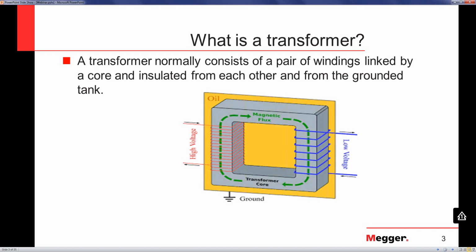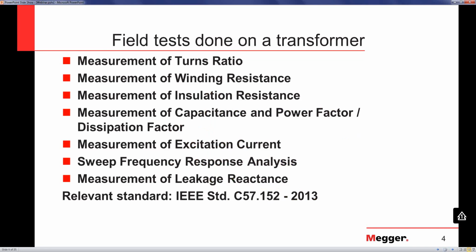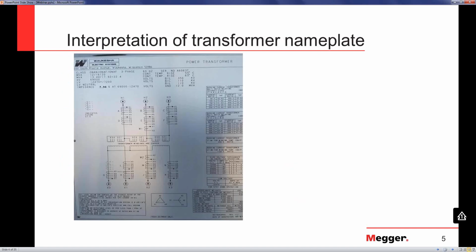The assembly is placed inside a tank. The tank is grounded, and in this case it's filled with oil. Field tests done on a transformer: you have turns ratio, winding resistance, insulation resistance, capacitance, power factor, excitation current, sweep frequency response analysis, leakage reactance. The standard that deals with field testing of a transformer is C57.152, and all these tests are mentioned in the standard.